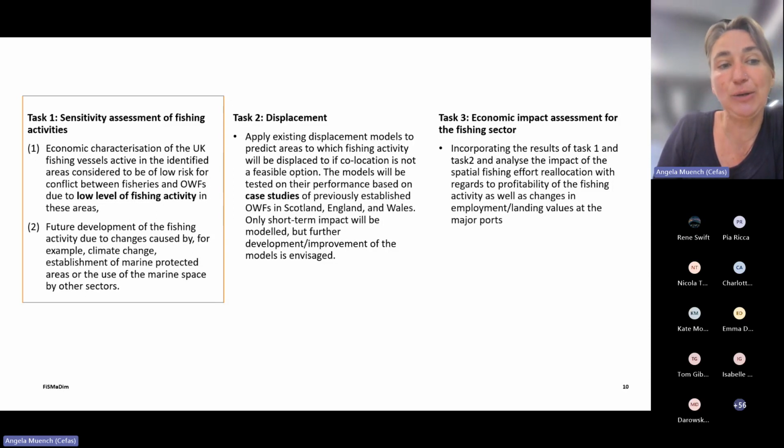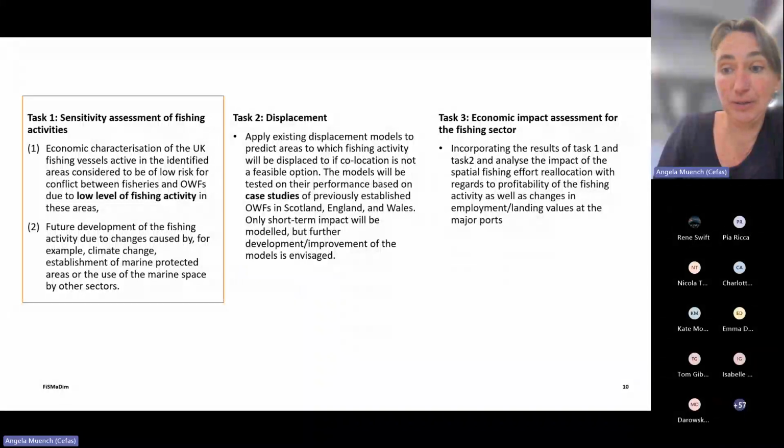So what we're trying to understand is which areas are areas of low conflict. So they are not as crucially important for the fishing activity as other areas, but also to identify the areas which are of crucial importance for the fishing industry. Then we also have case studies, which are modeling the displacement impact of, for example, closing an area for the fishing industry. And task 3 is trying to combine all of these together.